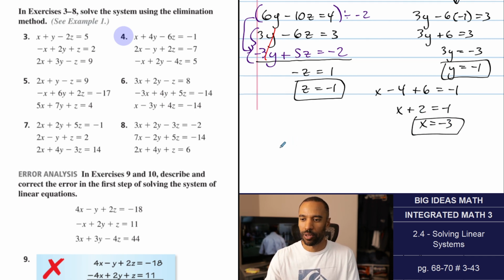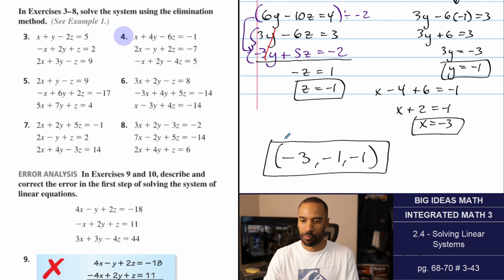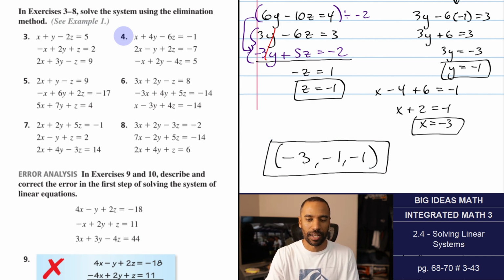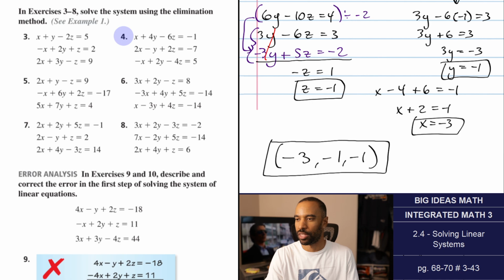So my ordered triple on this problem, only 2 problems fit on a whole sheet of paper. I don't know if your binder paper acts the same way if you write just as big, but I'm getting negative 3, negative 1, negative 1 as my ordered triple. And hopefully you got the same thing. Hopefully everything lined up. Okay, let's go on to number 5.